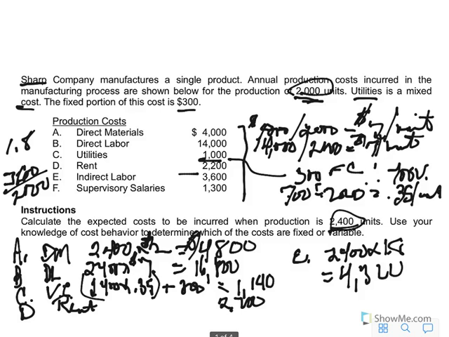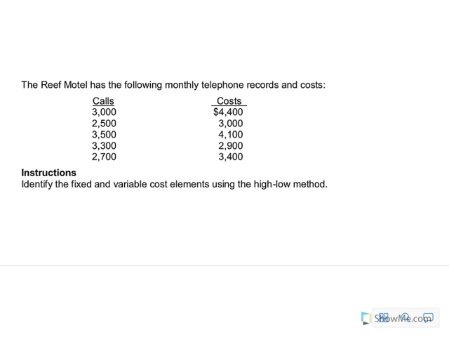Okay. Lastly, supervisor salary is fixed. So F is the same. It's fixed at 2,000. It's fixed at 2,400. So it's 1,300. And that's the first question. The second question, Reef Motel has the following monthly telephone records and costs. So here is the activity and here is the cost.